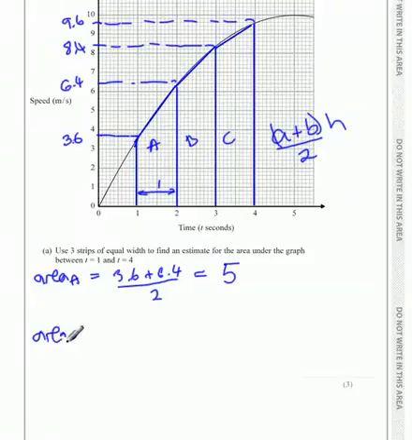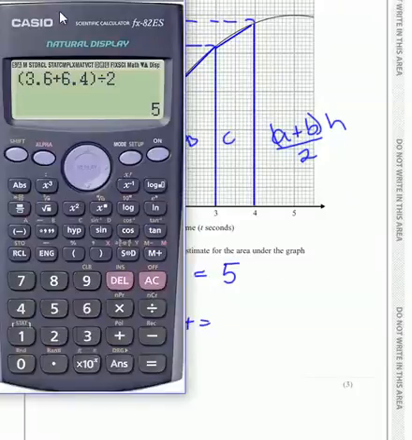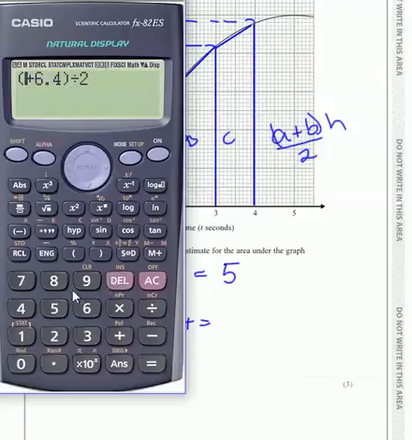Area B is going to be 6.4 for the first value plus 8.4 for the second divided by 2. So we can change this 3.6 to 8.4.